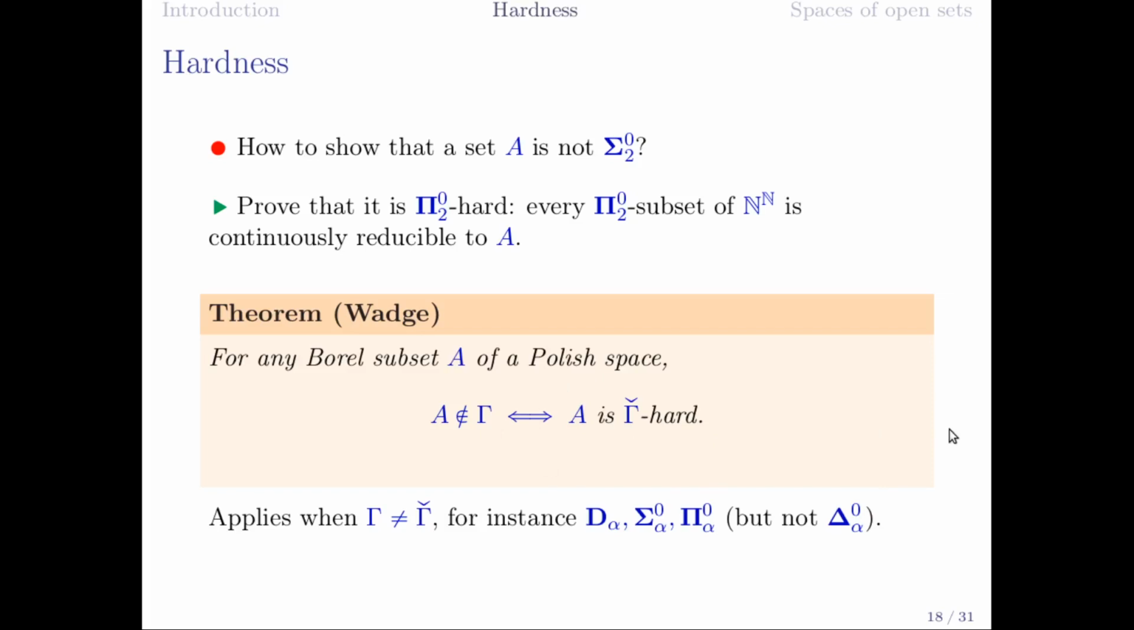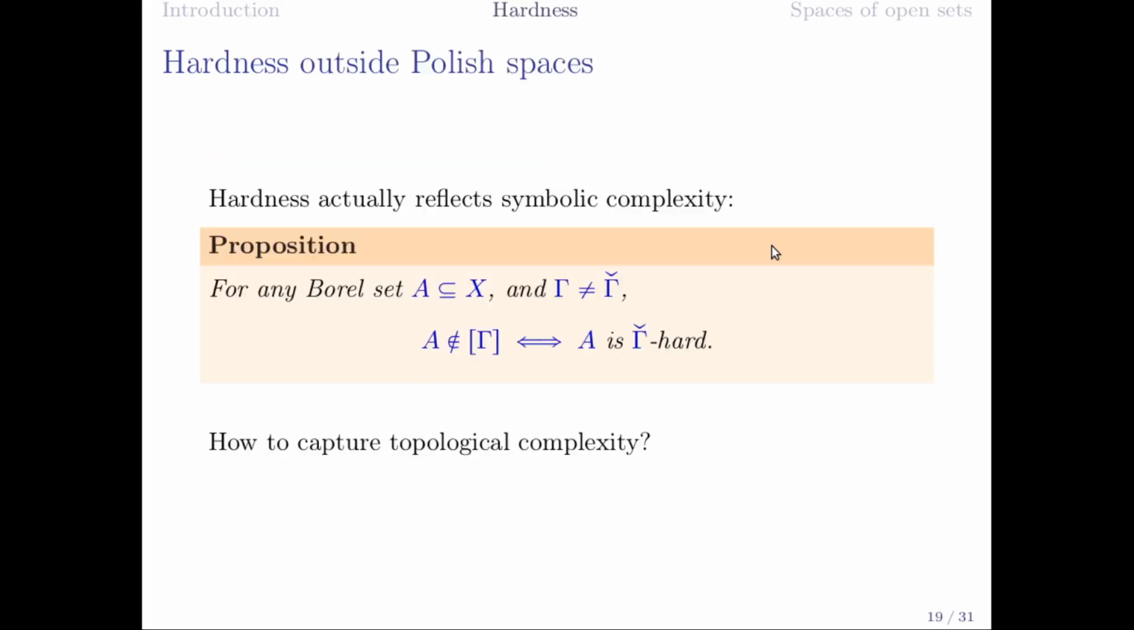So what happens in represented spaces? Well, it turns out that this hardness criterion still works, but we have to replace topological complexity with symbolic complexity. So hardness is actually related not to topological complexity, but to symbolic complexity, which may seem surprising because hardness is a topological notion using continuous reduction, and symbolic complexity is about representations.